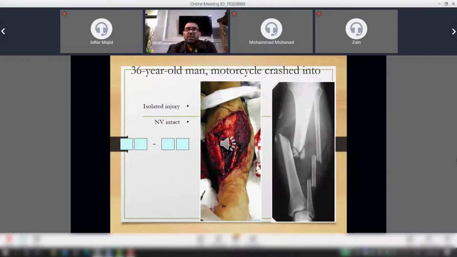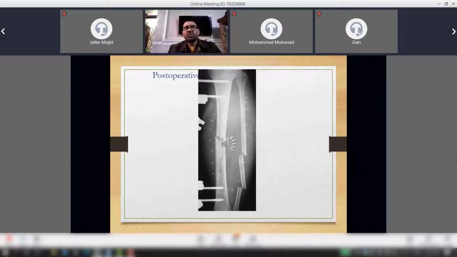Yes, and these are examples of contaminated fracture. It has no relation to a motorcycle or anything else, but it is an example of a contaminated fracture. And you can see it is thoroughly debrided and reduced and an external fixation is put on.